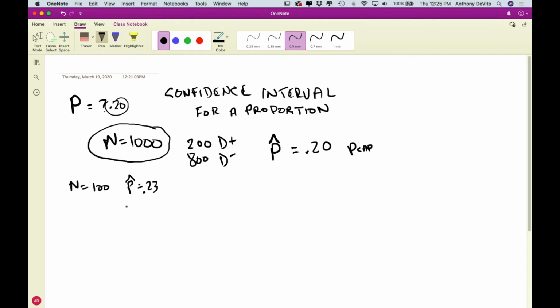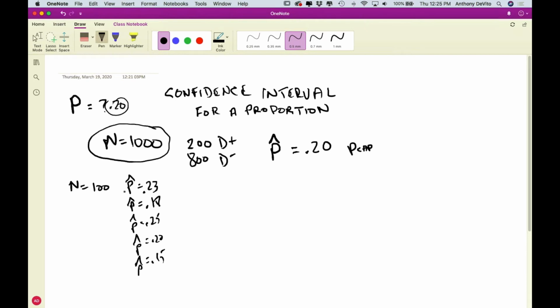So one time I might get P cap equal to 0.23. The next time I sample another 100 people in the same population, maybe I'll get 0.18. Next time I do it again, maybe I'll get 0.25. Next time, maybe I'll get 0.20. Maybe I'll get lucky and hit it right on the head. Next time, maybe I'll be much lower, equal to 0.15, right?